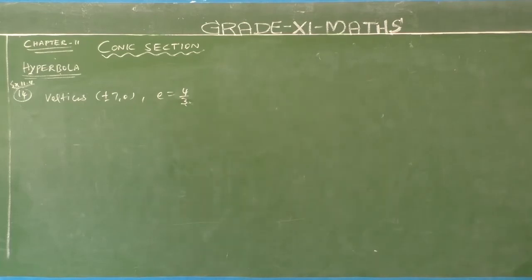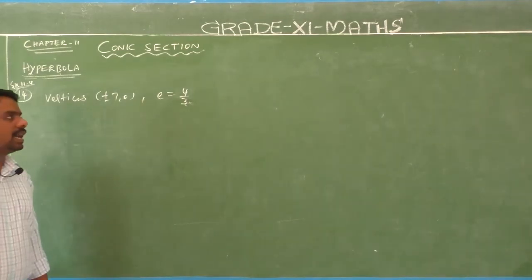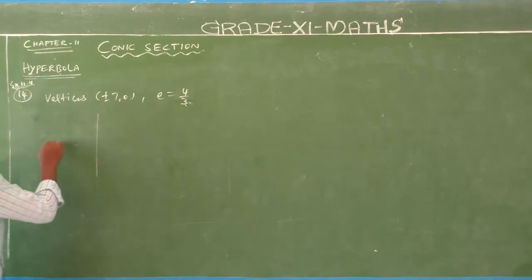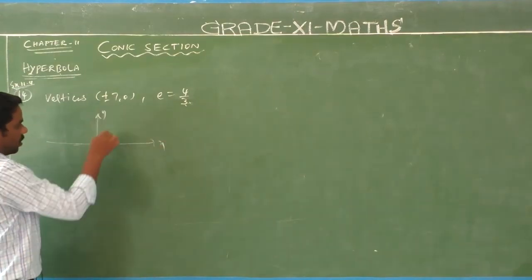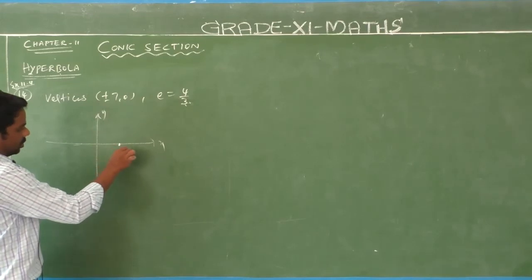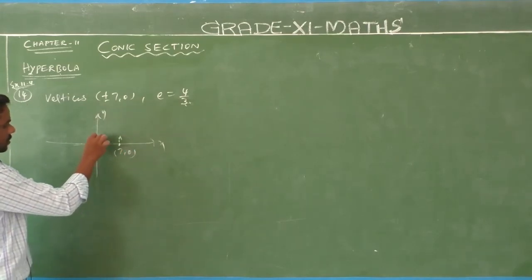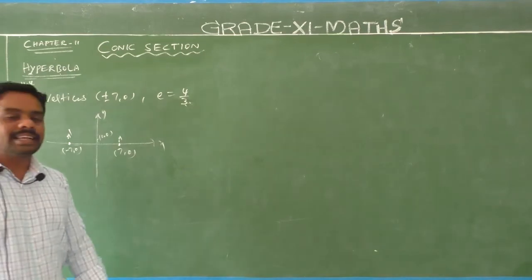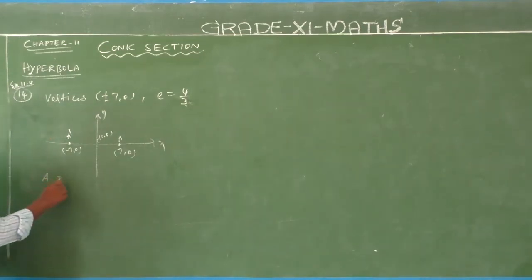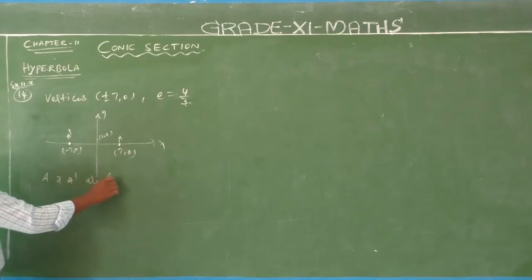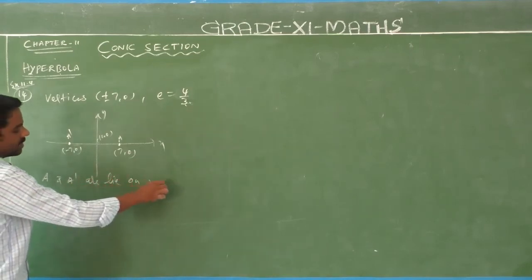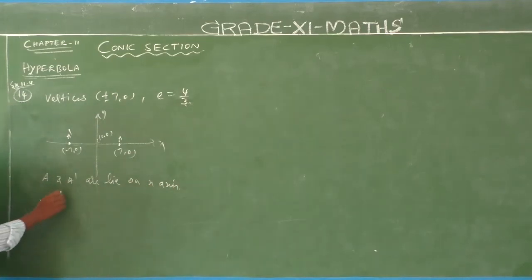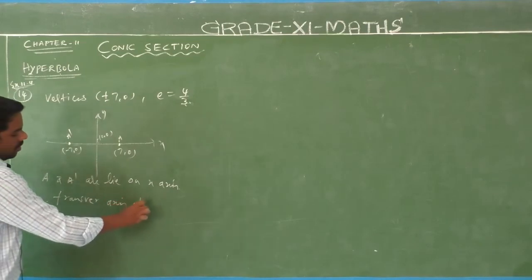Question number 14. Vertices plus or minus 7 comma 0 and e is 4 by 3, the eccentricity. Plot these points. A is 7 comma 0, the center is 0 comma 0, and A dash is minus 7 comma 0. The vertices A and A dash lie on the x-axis, so therefore the transverse axis is along the x-axis.